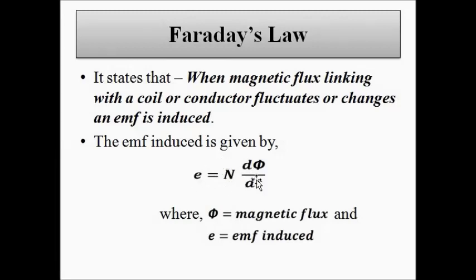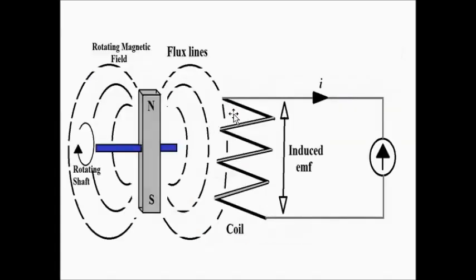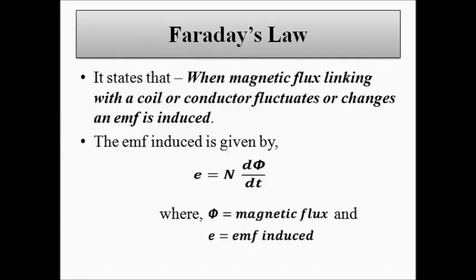So the EMF induced is directly proportional to the rate of change of flux with respect to time, the derivative of flux with respect to time. So flux here is a time varying quantity, and here the number of turns of this coil also comes into play. So this is the first fundamental electromagnetic law.